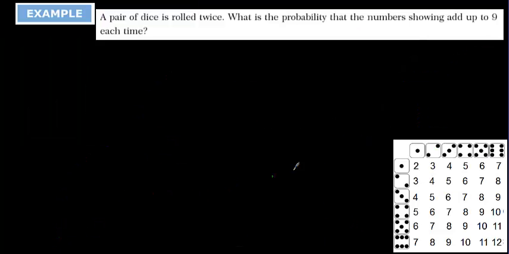Okay, now a pair of dice is rolled twice, so we are going to roll the dice two times. What is the probability that the numbers showing add up to 9 each time? These are showing the sums when you roll 2 dice. So this is the table, and we are looking for the 9s. When you roll 2 dice, what is the probability of getting 9?